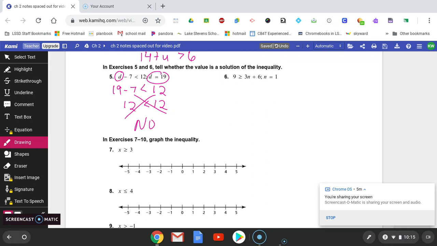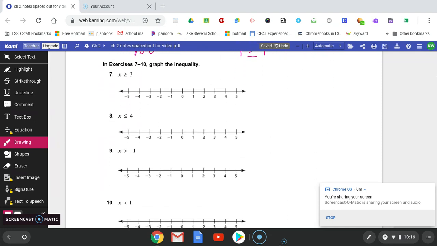On number 6, same thing. We're now going to plug in a 1 wherever we see our n. So we have 9 is greater than or equal to 3 times 1 plus 6. 3 times 1 is 3. 3 plus 6 is 9. So now I have 9 is greater than or equal to 9. Well, 9 isn't greater than 9, but it is equal to 9. And so since it could be greater than or it could be equal to, we know that it is, in fact, a solution for it.